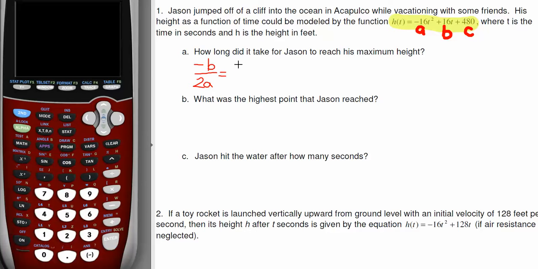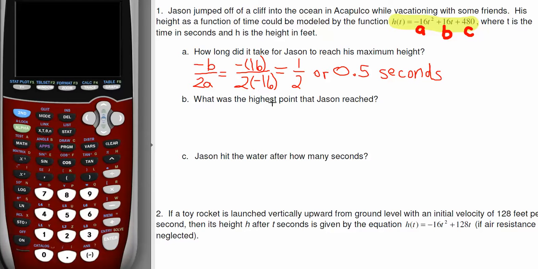So when we substitute in our values, we're going to have the negative of 16 over 2 times negative 16. And when we simplify that, we find out that it is 1/2 or 0.5. And don't forget your units, that is seconds. So Jason will reach his maximum height after half a second.